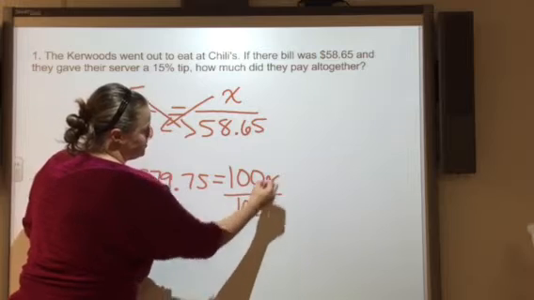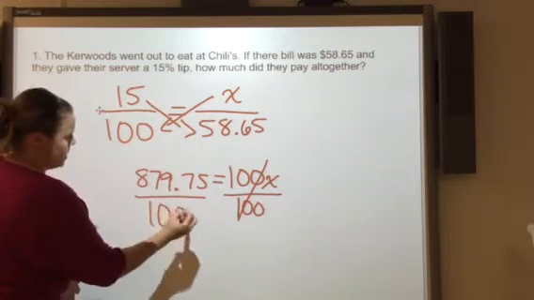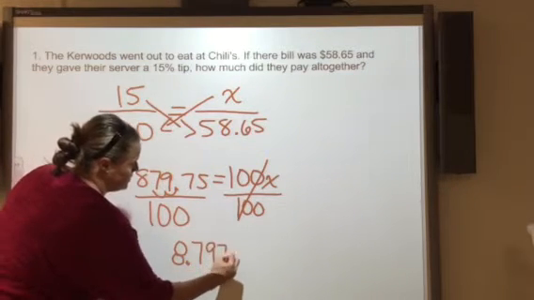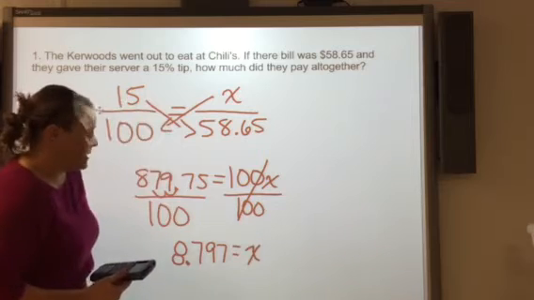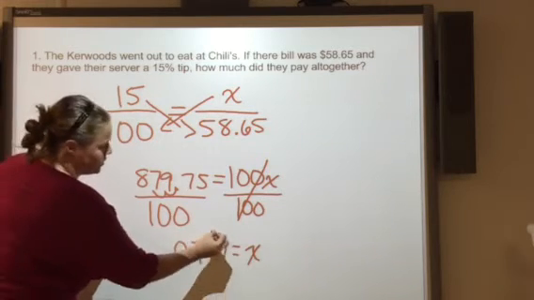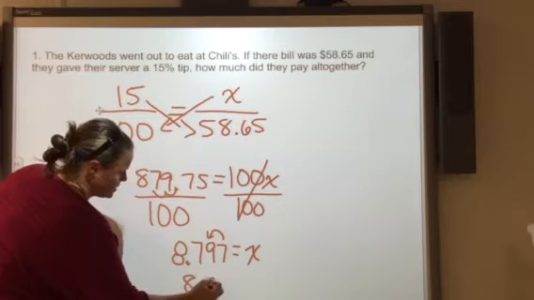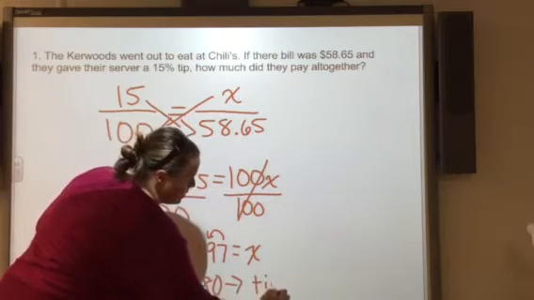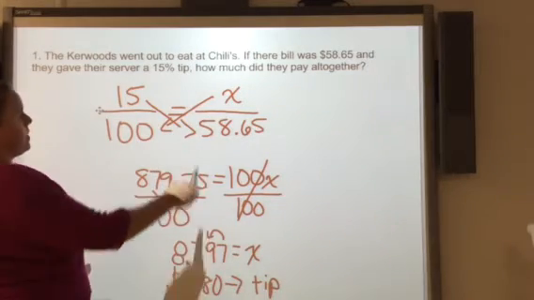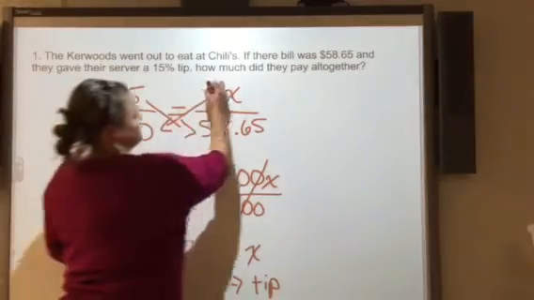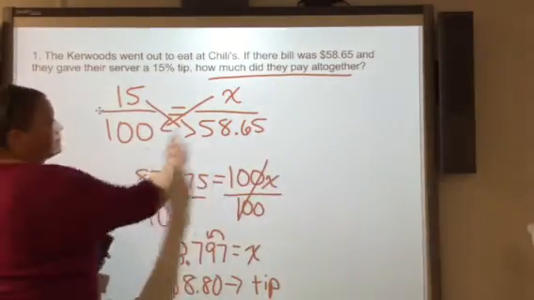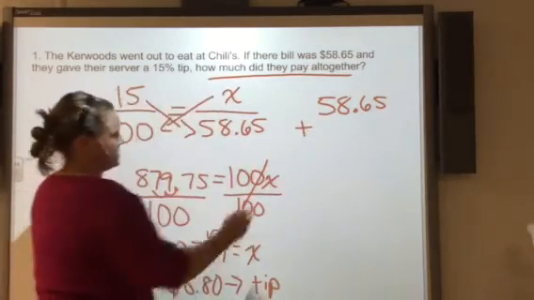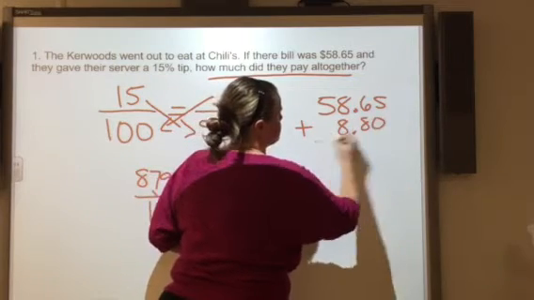So when we isolate the variable, we move our decimal 2 places, so our value is 8.7975. Since we're talking about money, we're going to round this up to $8.80. This is the tip the server earns. That's not answering the question. The question says, how much did they pay altogether? So now we need to go back to the original value and add on the tip, because tip is extra for you, but it's what the server earns.